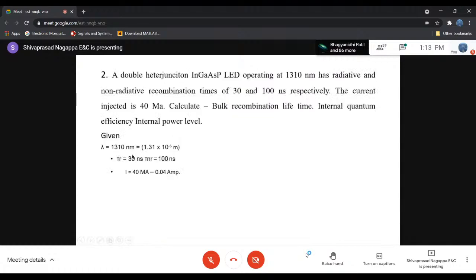So given 1310, tau r is 30 nanoseconds, tau nr is equal to 100 nanoseconds, I is 40 milliamps. Here the notation is wrong, I have just taken screenshots. Please don't note down like this.